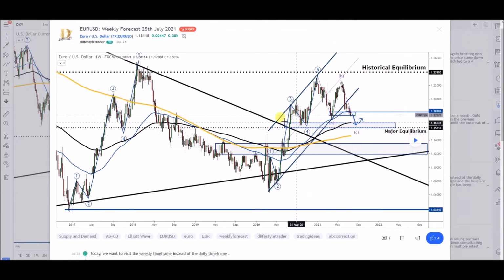All right, so this zone itself is where we want to aim for, and then from there we will want to buy. That is the major equilibrium level. That is where this entire corrective wave or AB equals to CD pattern is going to be completed.